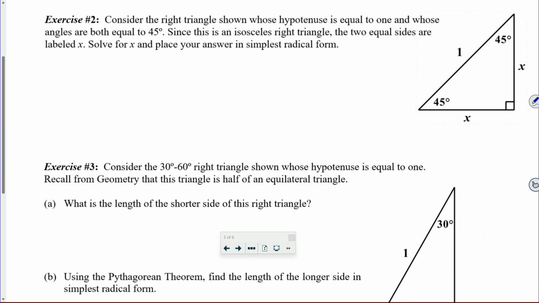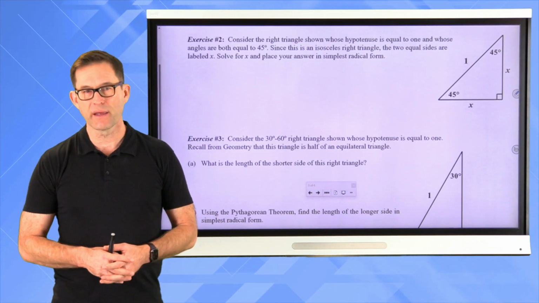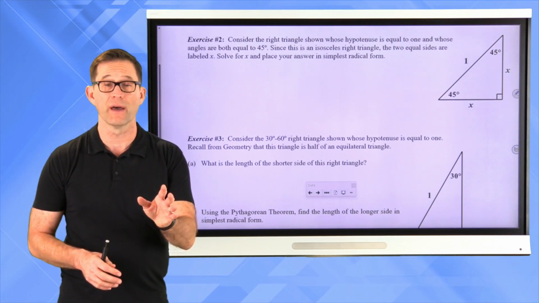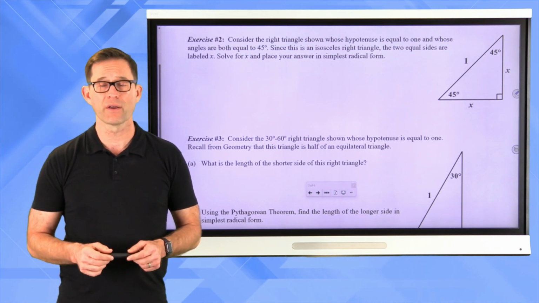Solve for x and place your answer in simplest radical form. All right, well, what I'd like you to do is try to solve for x using the Pythagorean theorem. It's going to involve radicals, okay? See how far you can get, and then we're going to go through it. Pause the video now and go ahead and do that.